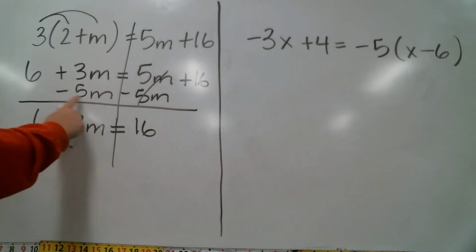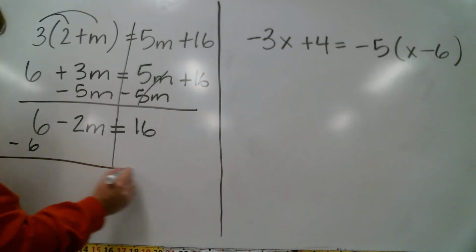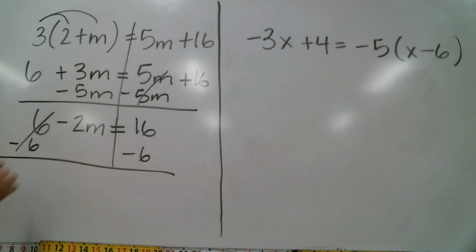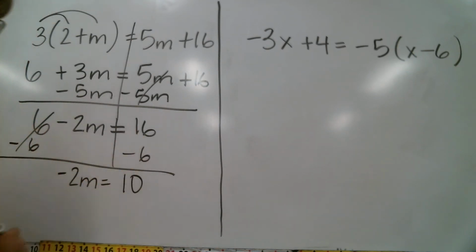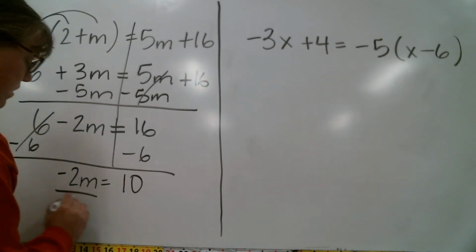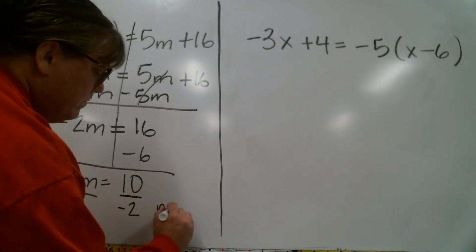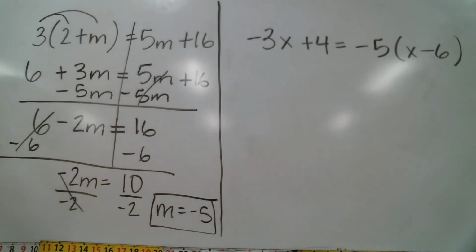Okay, so remember I'm trying to get this variable by itself. So I'm going to take care of the 6 first, even though it's in front. And I'm going to subtract the 6 because it's a positive 6. Subtract 6. So negative 2m equals 10. So then all I have to do is divide by negative 2, and I get m equals negative 5. This is my final answer.